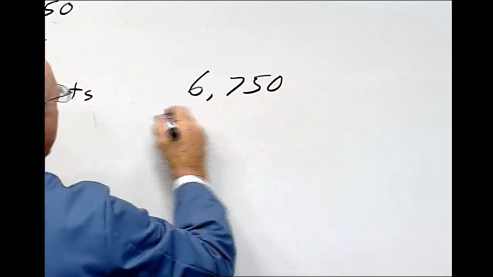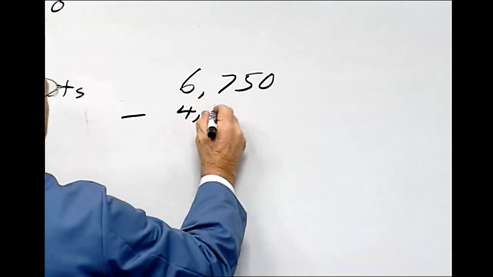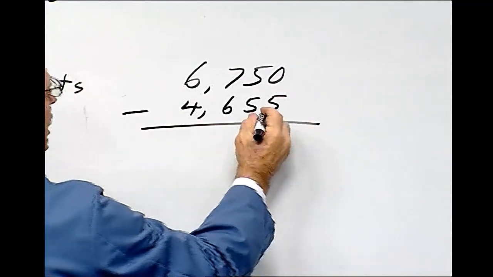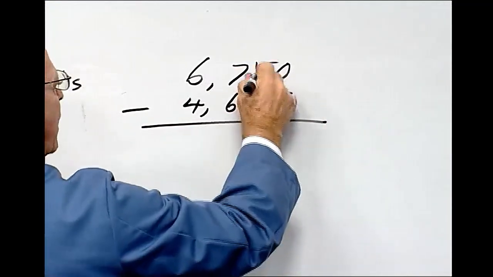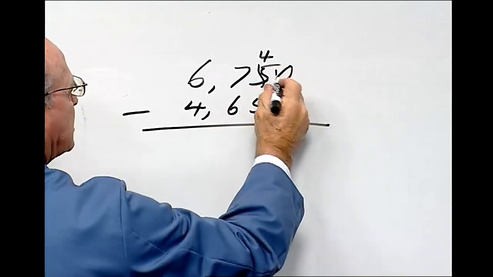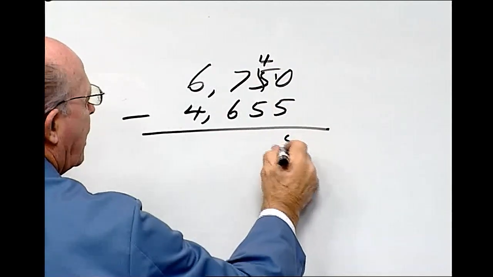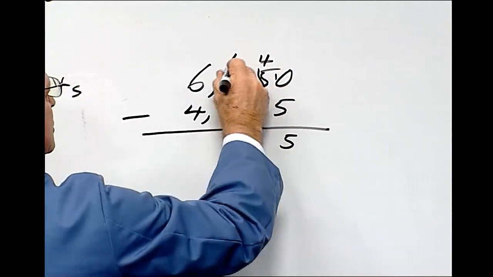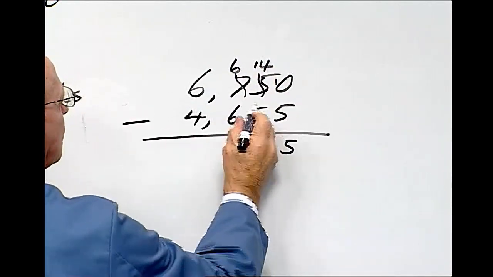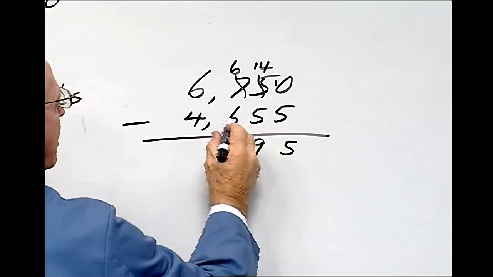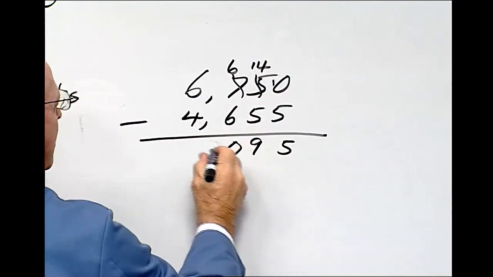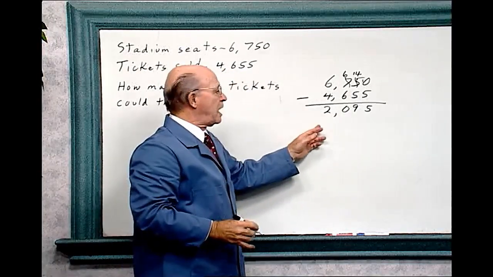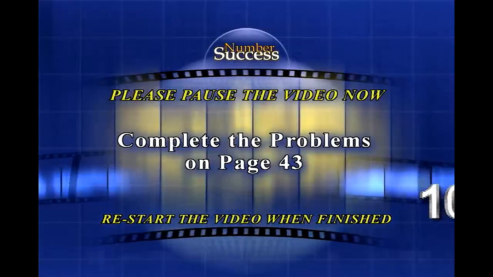So it's 6,750 minus 4,655. We can't take 5 from 0, so we have to borrow from this 5, make this a 4. That makes that 10. 5 from 10 is 5. We cannot deduct 5 from 4, so we change this 7 into a 6. Makes that 14. 5 from 14 equals 9. 6 from 6 is 0. 4 from 6 is 2. So they could have sold 2,095 more tickets.